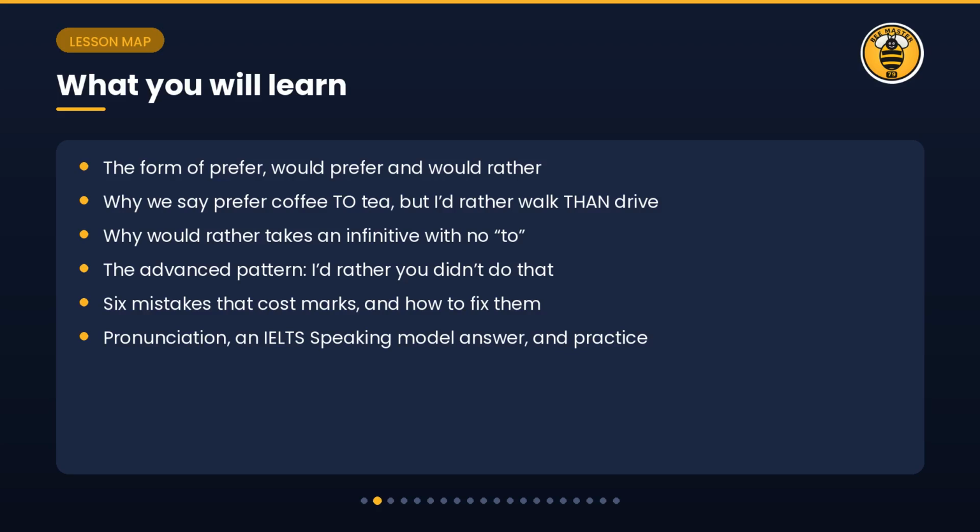Here is the plan. First, the form of each structure, then the difference between the little words to and than, which is where most errors happen. Then why would rather is followed by an infinitive with no to. After that, an advanced pattern that examiners love. I would rather you didn't do that. We finish with 6 common mistakes: pronunciation, an IELTS speaking model answer, and 8 practice questions for you.